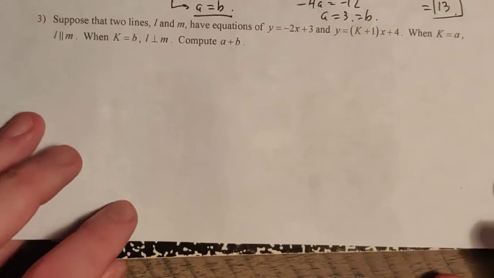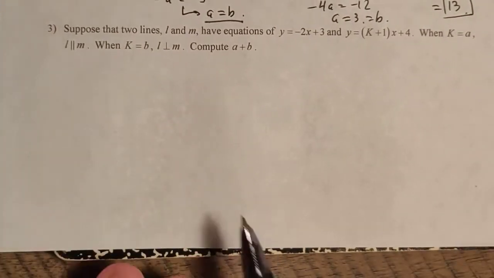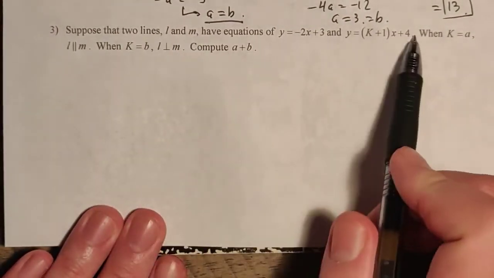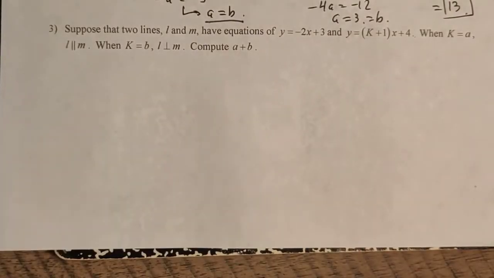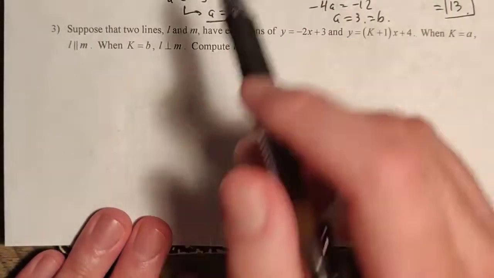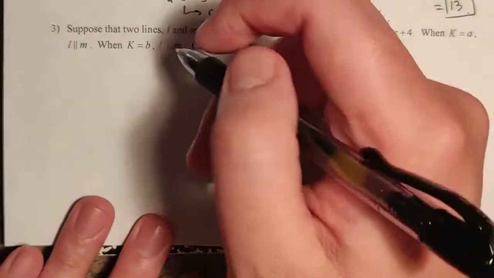Now problem 3 is a little easier. This one here is just sort of a combination. Suppose that two lines L and M have equations of these. When k is a, the lines are parallel. When k is b, they are perpendicular. Let's compute a plus b. This is pretty straightforward here. This is a lot easier than problem 2 because we can just simply extract the slopes.